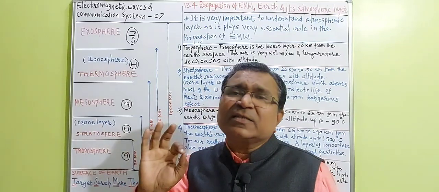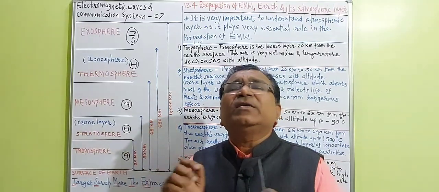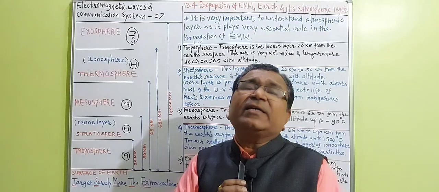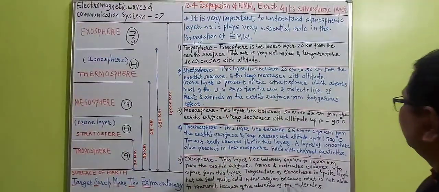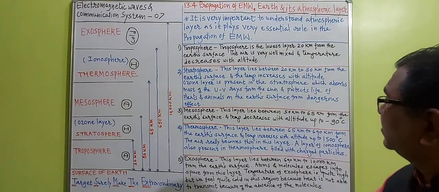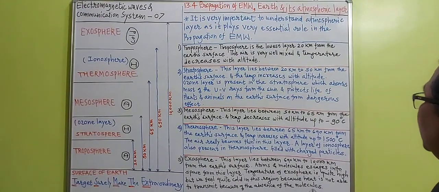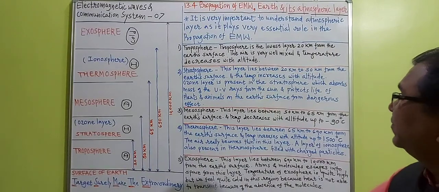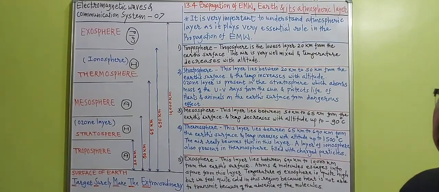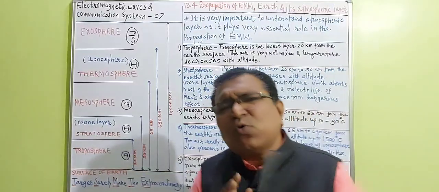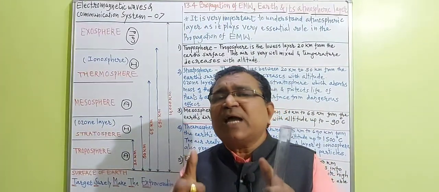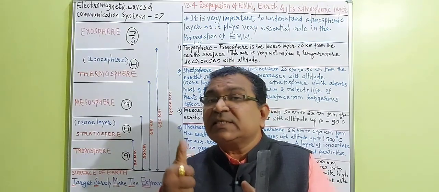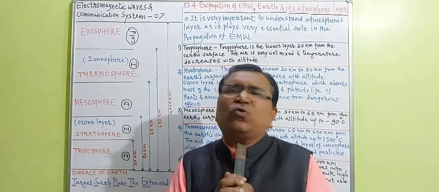Though the temperature of the exosphere is larger than 1500 degrees Celsius, we feel that layer to be cold, that I have written here. That is because heat is not able to transmit because of the absence of molecules. We feel quite cold in this region, though the temperature is higher, because of the absence of molecules in that region.